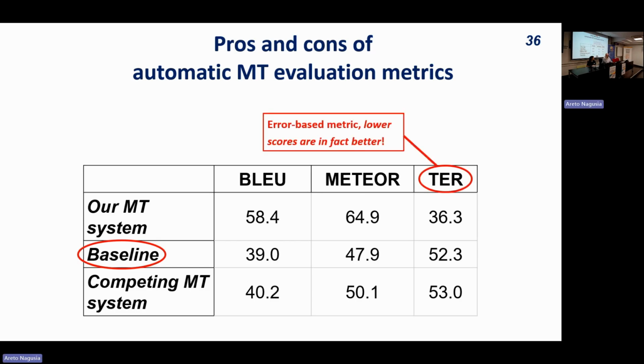Remember here that TER, the last column on the right, is an error metric. So the lower the score, the better the system. So if we try to interpret this, our MT system, the top row, has the highest BLEU and METEOR scores and the lowest TER score. So judging by this, our system beats the baseline and is also very clearly better than the competing MT system.